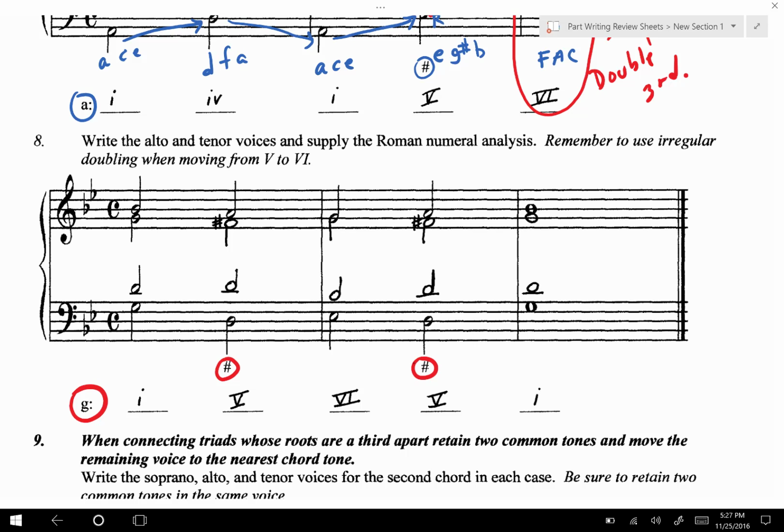Okay, so here I've got a 1 chord, G, B flat, D, to a 5 chord, major 5, that's D, F sharp, A. Here's to my major 6 chord, E flat, G, B flat, to my major 5, D, F sharp, A, back to my minor 1, which is G, B flat, D.